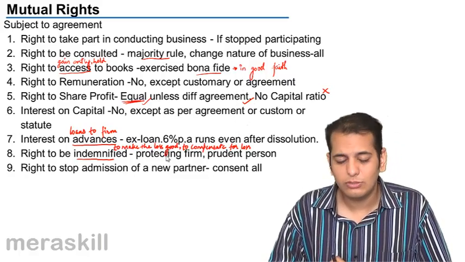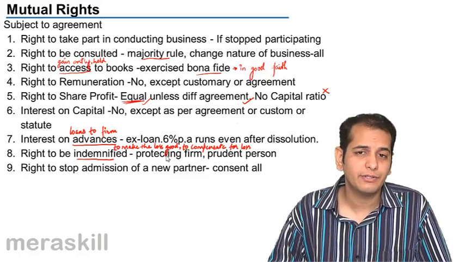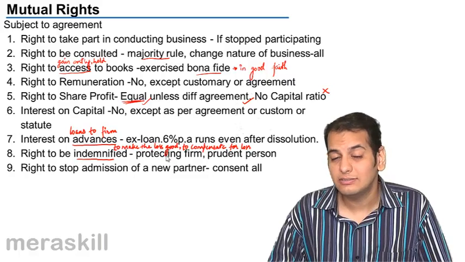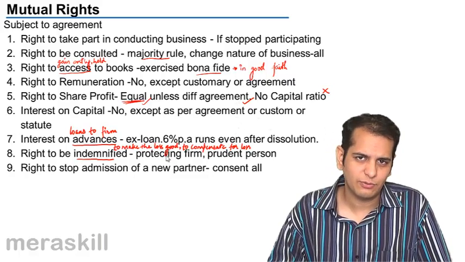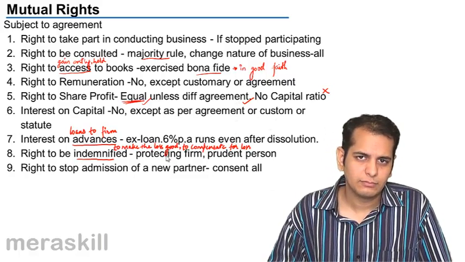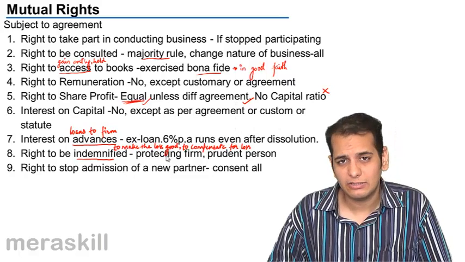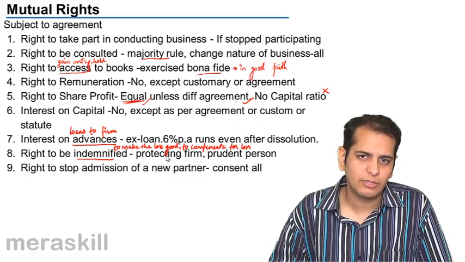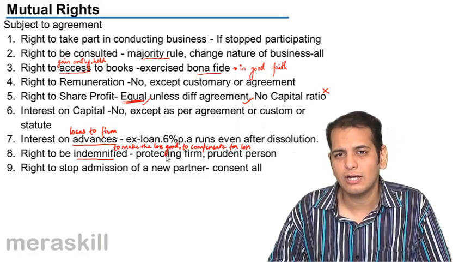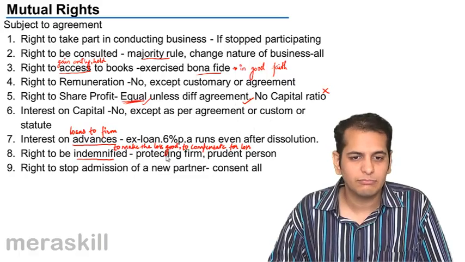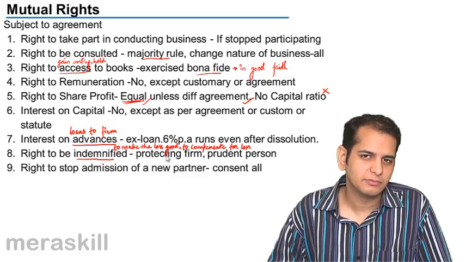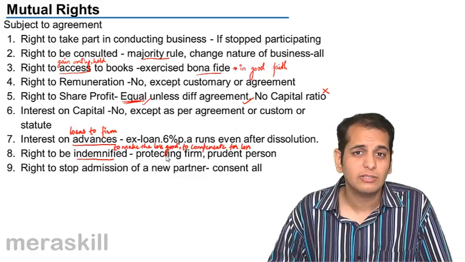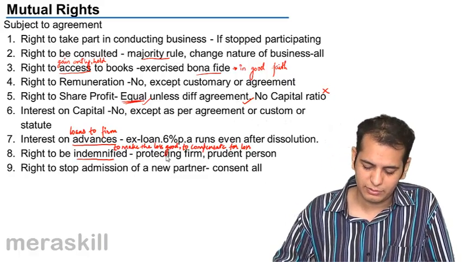But the important thing here is, in such cases, consent of all the partners is required. When one partner has to be admitted, consent of all the partners is required. Even if one partner is not agreeing, that new partner cannot be admitted. Okay, so consent of all partners is required for admission of a new partner.